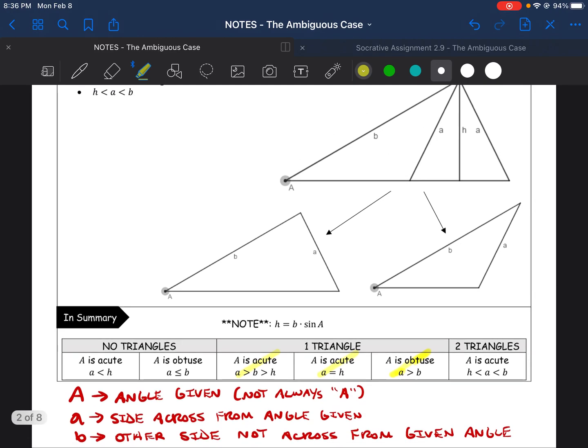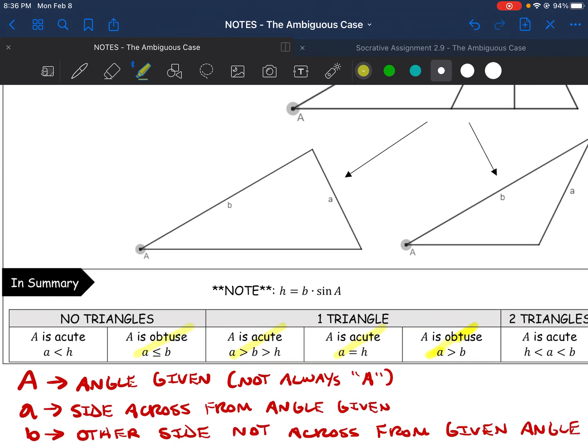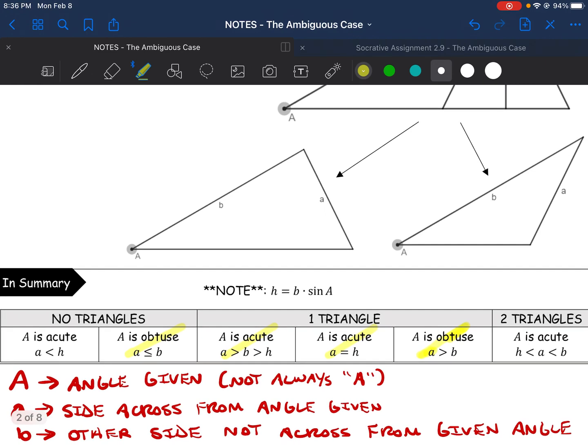Well, we also knew it was an acute angle, so that allowed us to get rid of this right here. So we fall into one of these two categories. Either A is less than H, remember A is the side across from the angle given, or A is going to be bigger than H. Again, H being the altitude, A being the side across from the angle given.